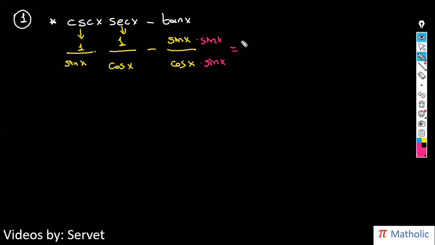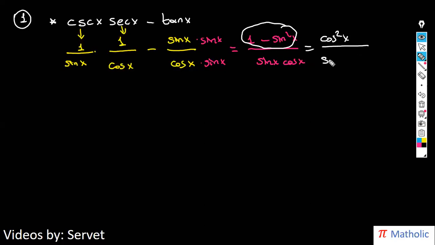So this makes 1 minus sine squared x over sine times cosine. 1 minus sine squared is cosine squared, and down we have sine x times cosine x. So let's simplify cosine and cosine. So up cosine x left. Final answer is cosine over sine, but we can simplify this more, which can be written as cotangent x.